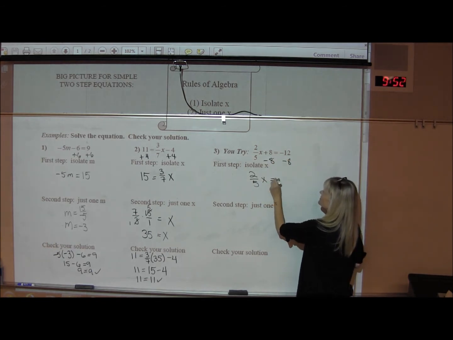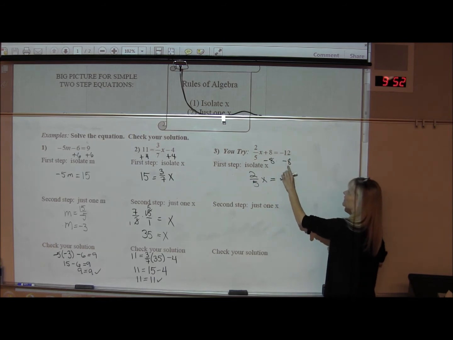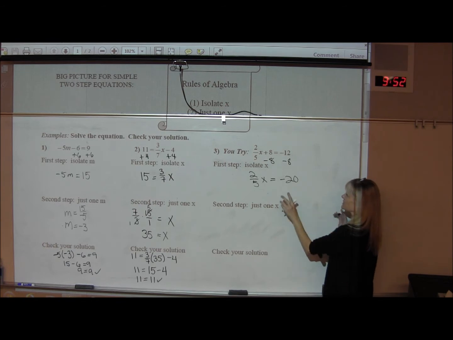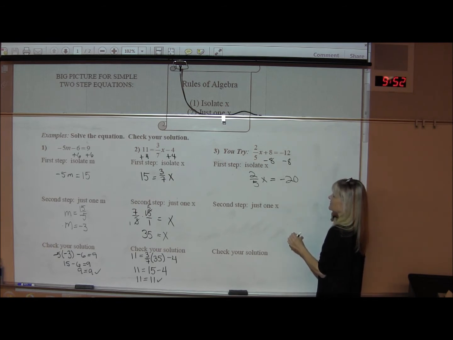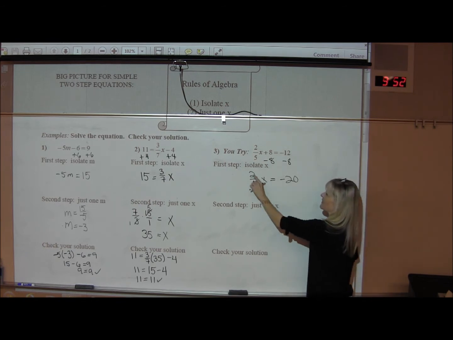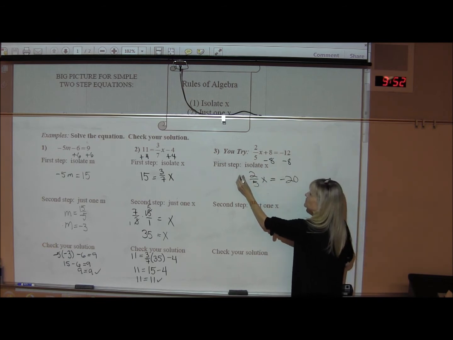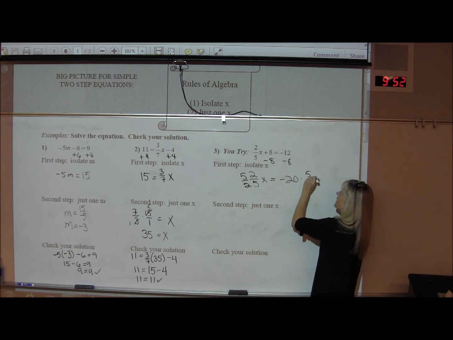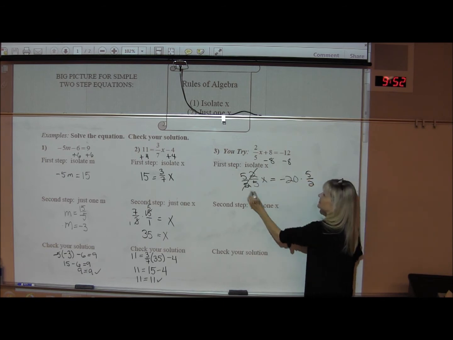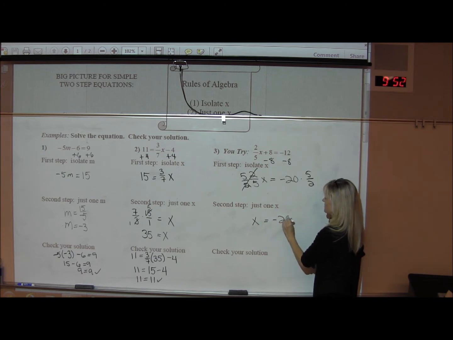So I don't have anything else on the left. Negative 12 plus negative 8 is negative 20. But this isn't good enough. I want just 1x. So I'm going to multiply both sides by the reciprocal of 2/5. So that then, if I multiply both sides, and the steps down here, but I'll show you up here. If I multiply both sides by 5/2, then this goes away. And then I just get x equals negative 20 times 5/2.